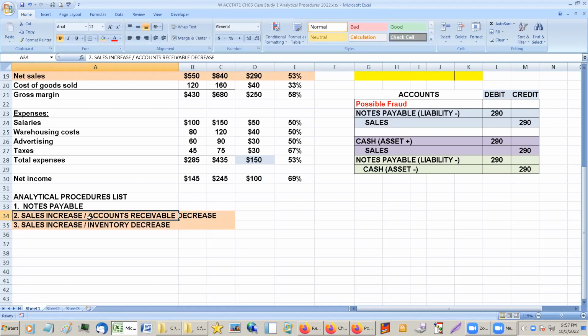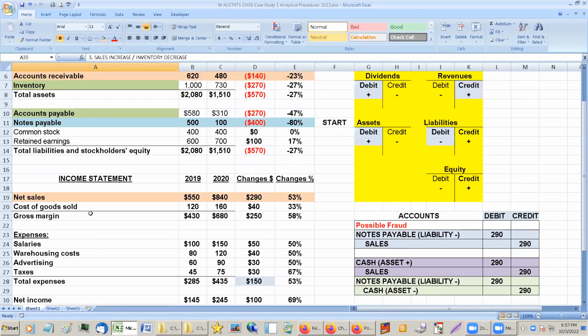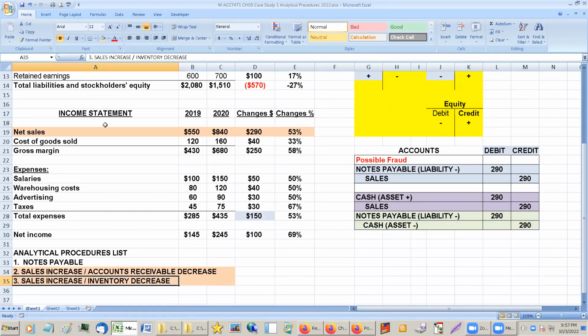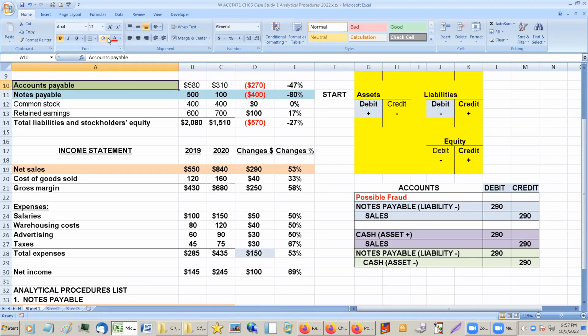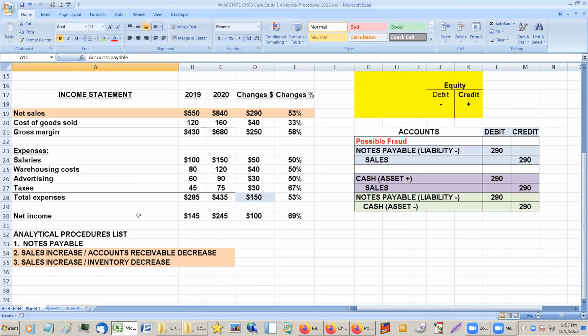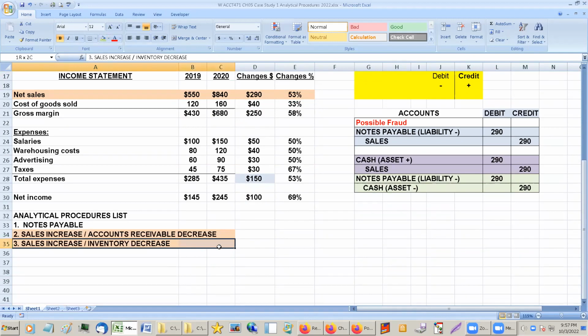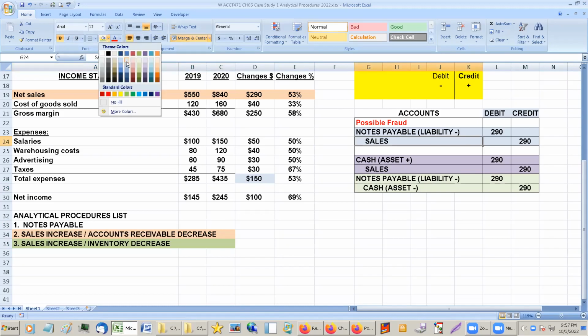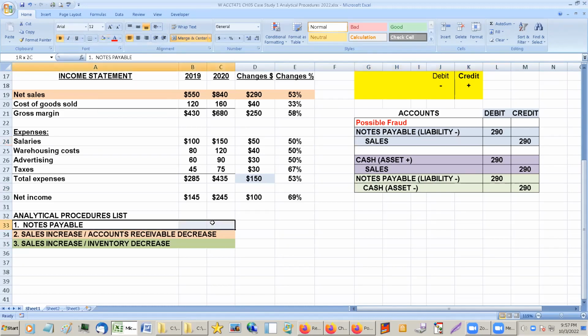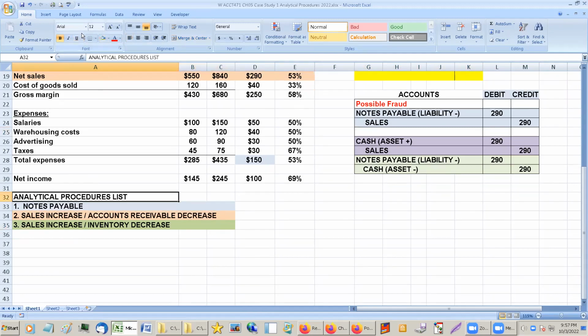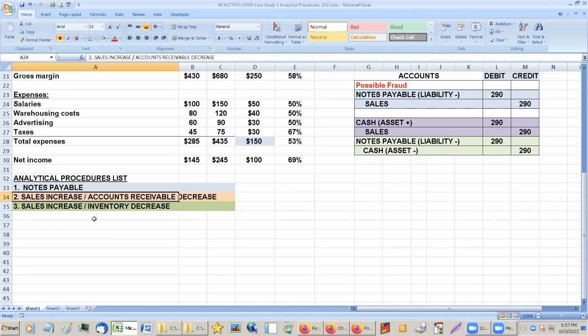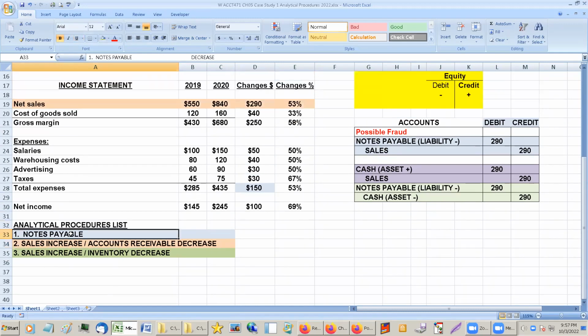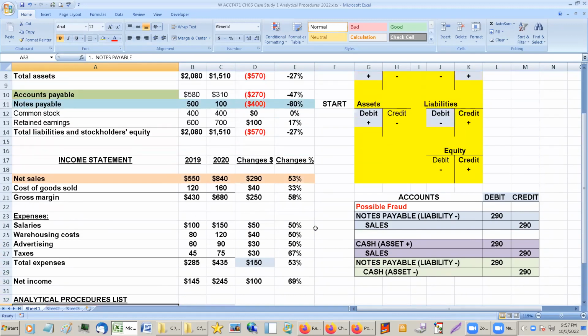Now, there is the possibility that there's no problem, but analytical procedures will steer you in the direction to look. So this is probably the kind of checklist we get from analytical procedures. It'd probably be something along these lines, that we would look at the notes payable. Very odd that it dropped by so much.